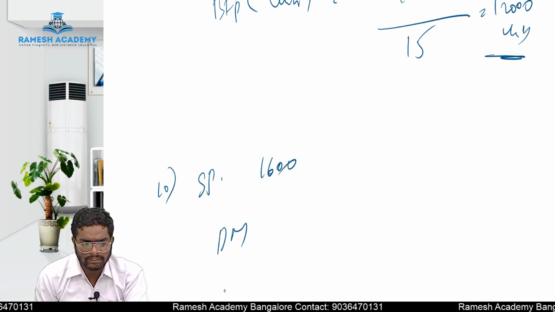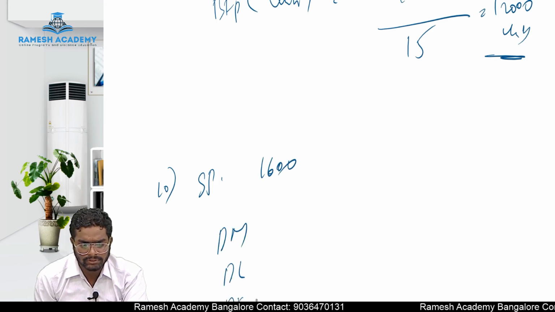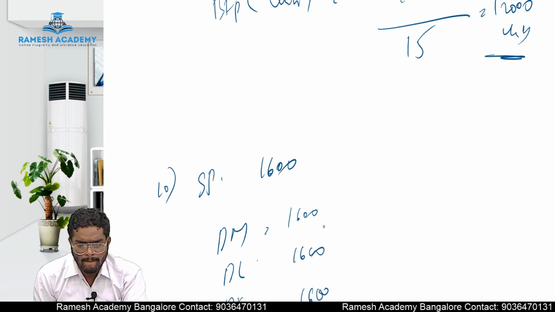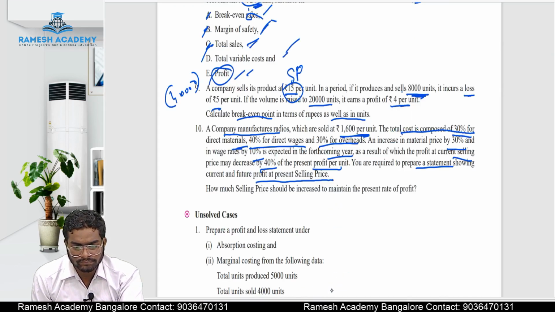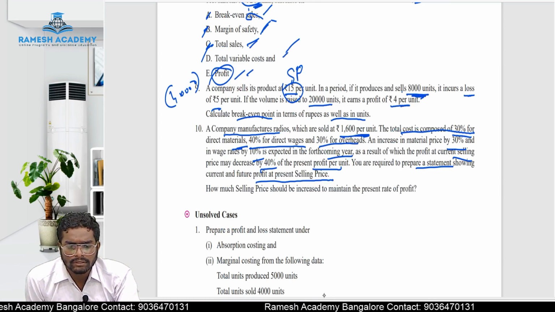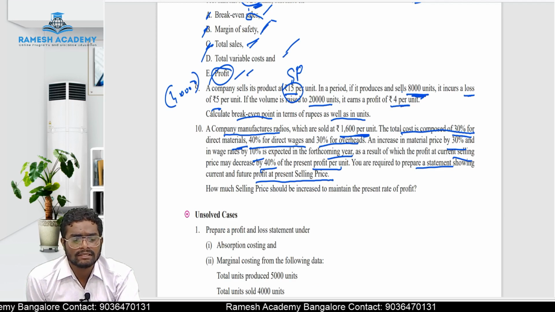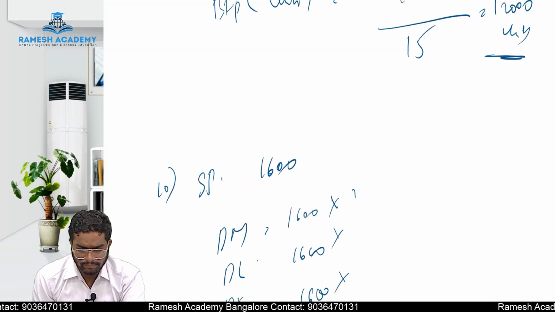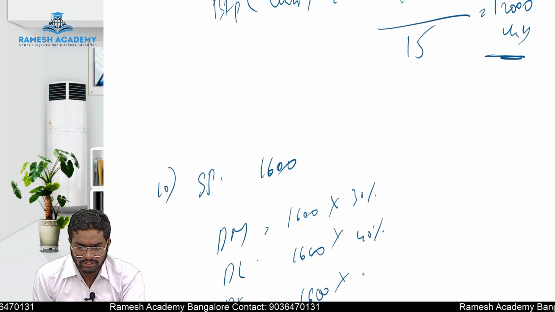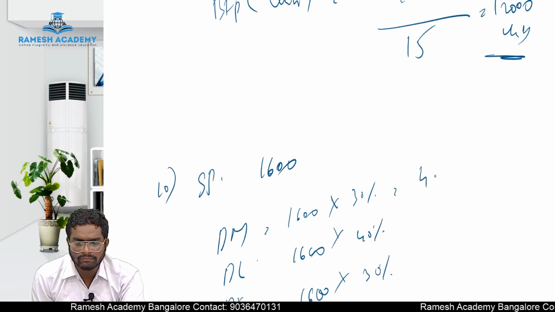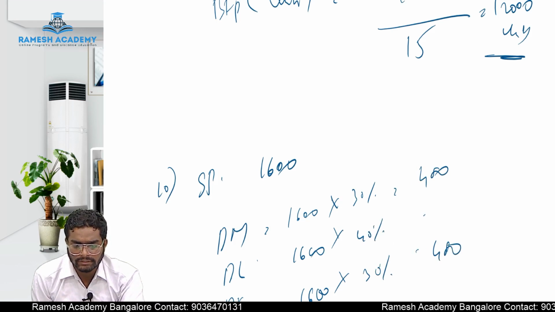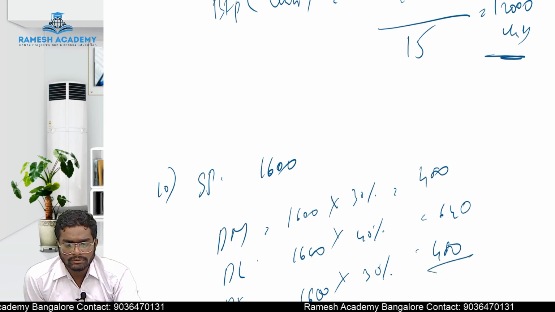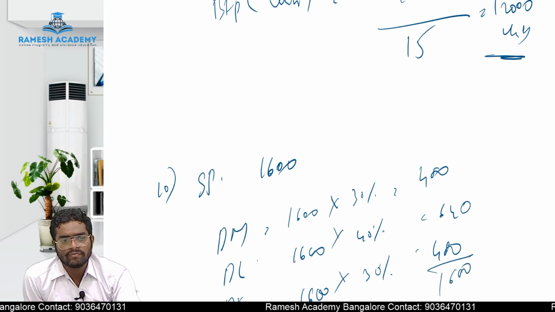So my direct material, direct labor, direct expense will be 1600 into 30%, 40%, and 30%. 30% is for direct material, 40% is for wages, and 30% for overhead. So it is 480 here, 640 here, and 480 here. Understood? So total is 1600, which means there is no profit, no loss.